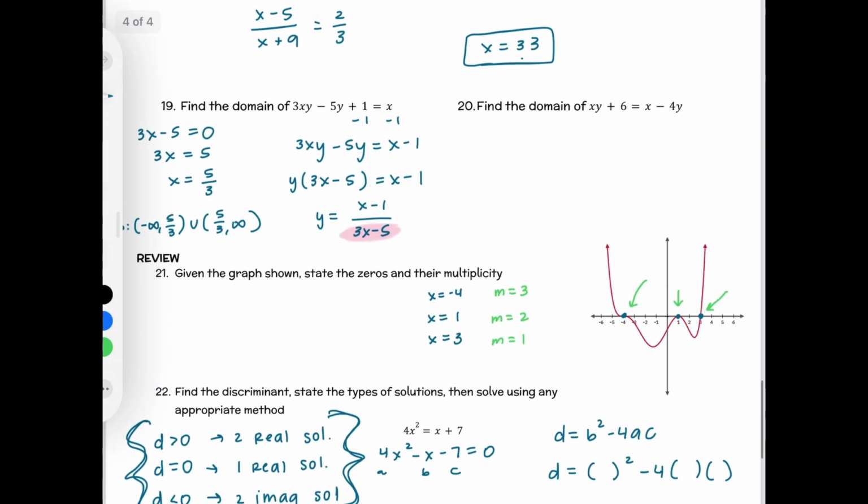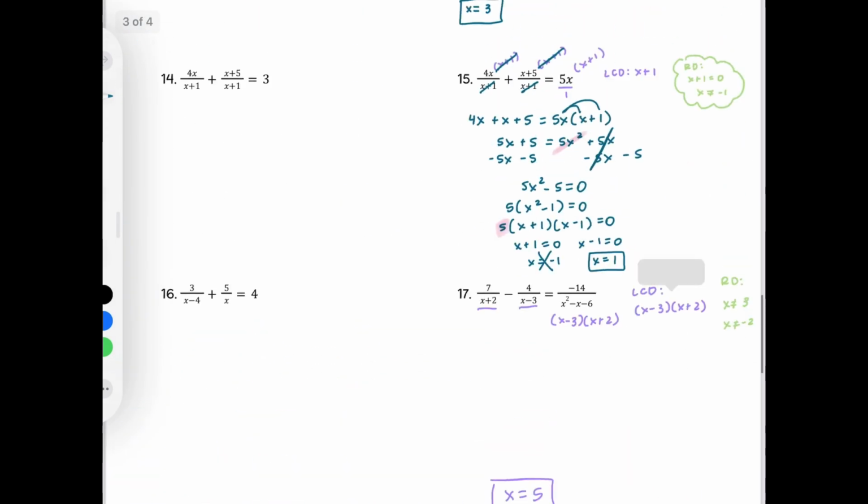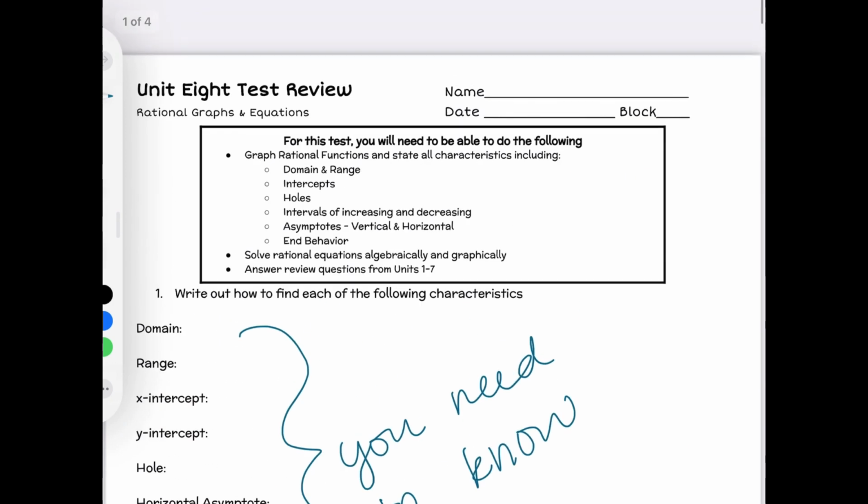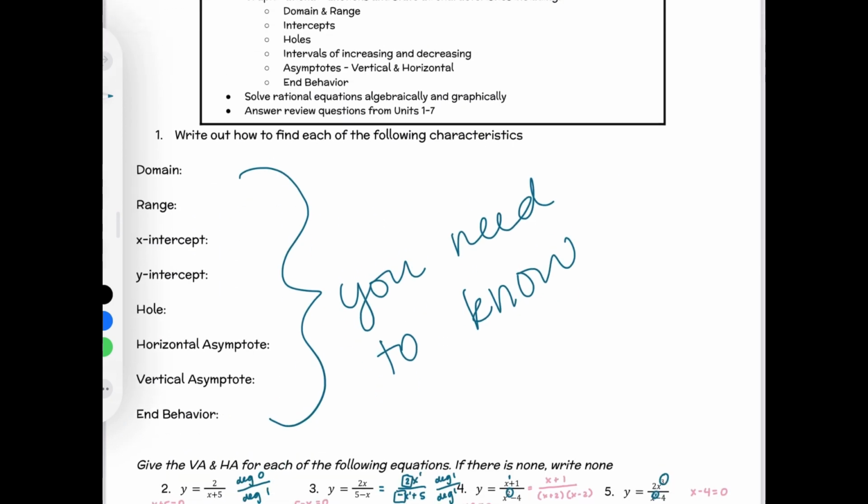All right, so I know that was a lot really quickly, but hopefully this helps y'all to prepare for the test. Please, please, please study this stuff. Please go back and remember that colored sheet. Remember step by step what you need to do to find each part.